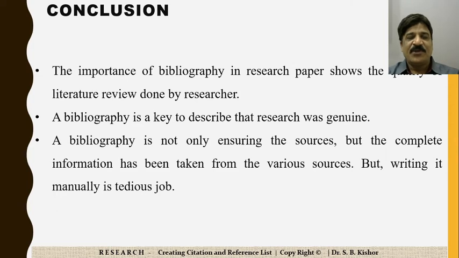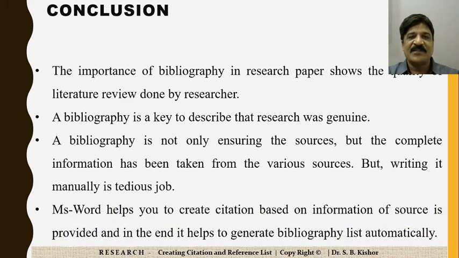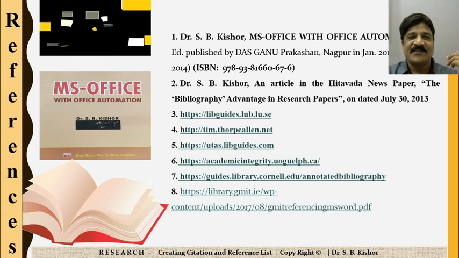We are not only mentioning the book or book chapter or website, but it also contains detailed information about that source. Writing it manually is a very tedious job, and MS Word helps you create the citation based on the source information provided, and in the end it helps you generate the bibliography list automatically. So I hope you understood how to create a citation and generate the bibliography list automatically using MS Word. These are some of the references that you may follow.